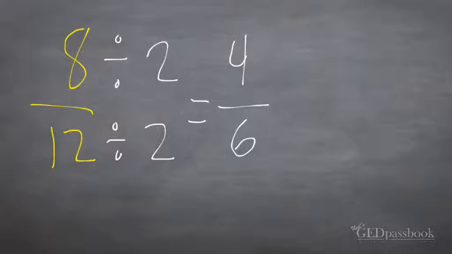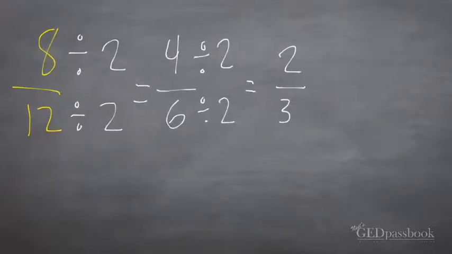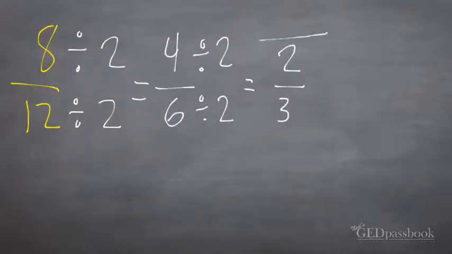This is why students love using the divide by 2 trick. Divide by 2 again just to make sure. 4 divided by 2 is what? 6 divided by 2 is? 3. Now we have 2 over 3. If you did not know, this is the lowest term. This is the lowest fraction that 8 over 12 can get to.